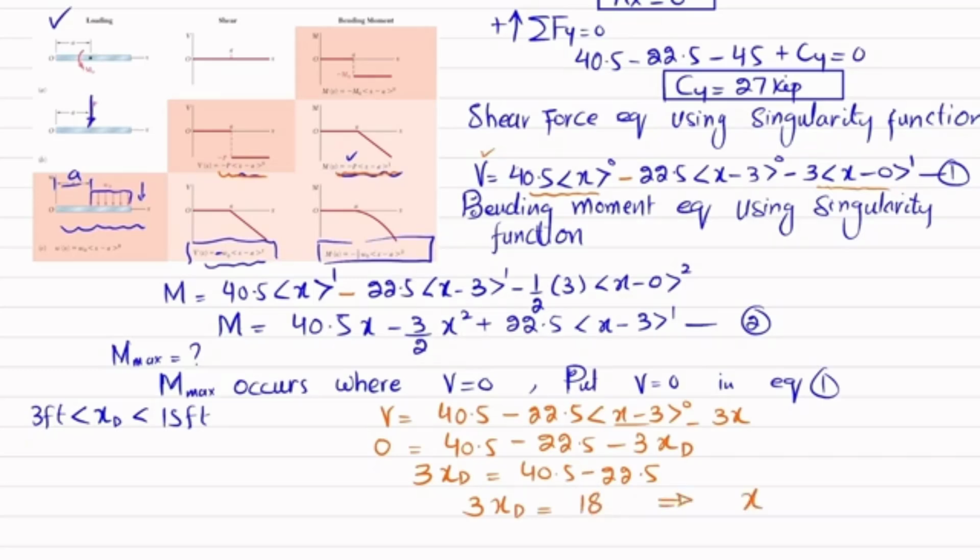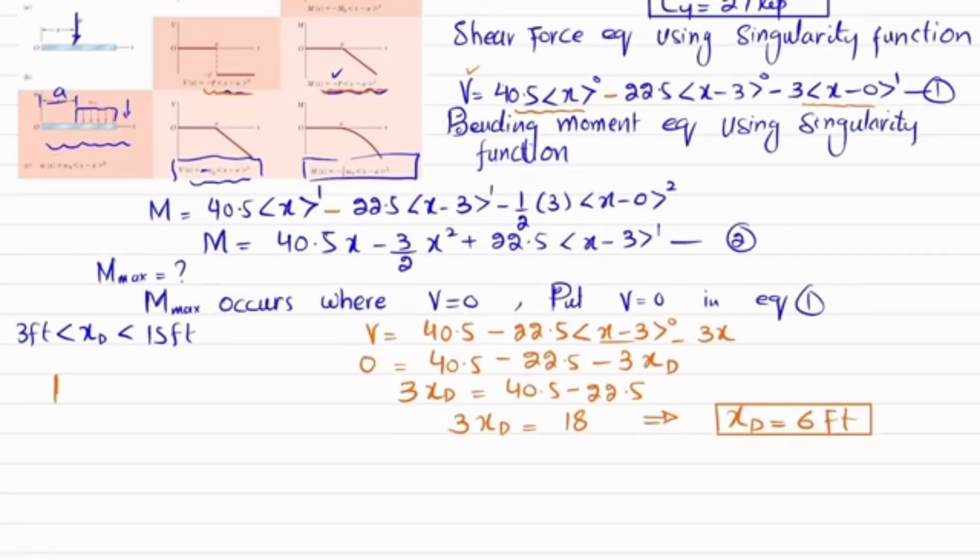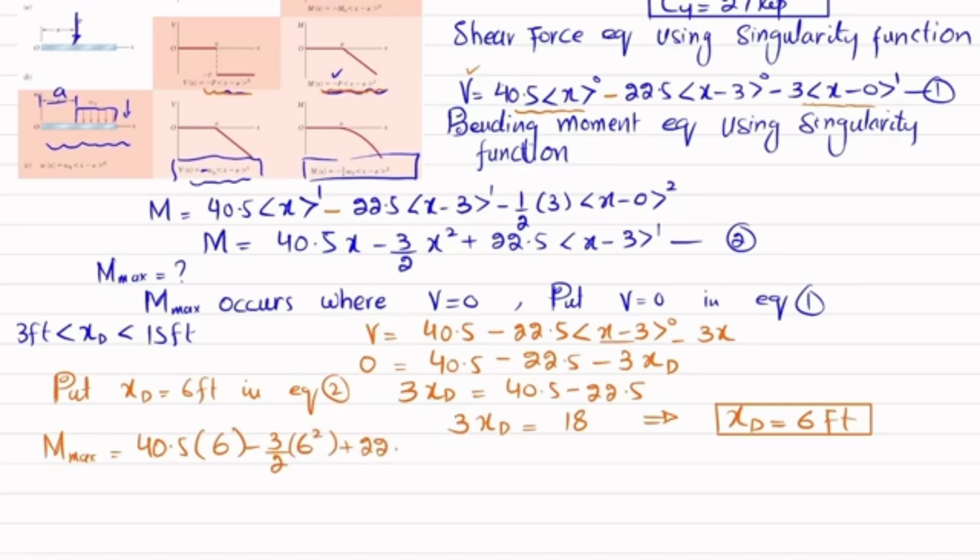So from here you will find the location of the point D, which is 6 feet from the start, and at this point at a distance of 6 feet, the shear force will be 0, and we will get the maximum bending moment. Now put xd equal to 6 feet in equation 2. So we will get maximum bending moment equal to 40.5 times x, with x replaced with xd, 6 feet, minus 3 over 2 times 6 squared, plus 22.5 into 6 minus 3, which is 3. Clear? So when you solve this, you will get the maximum bending moment equal to 121.5 kips into feet.